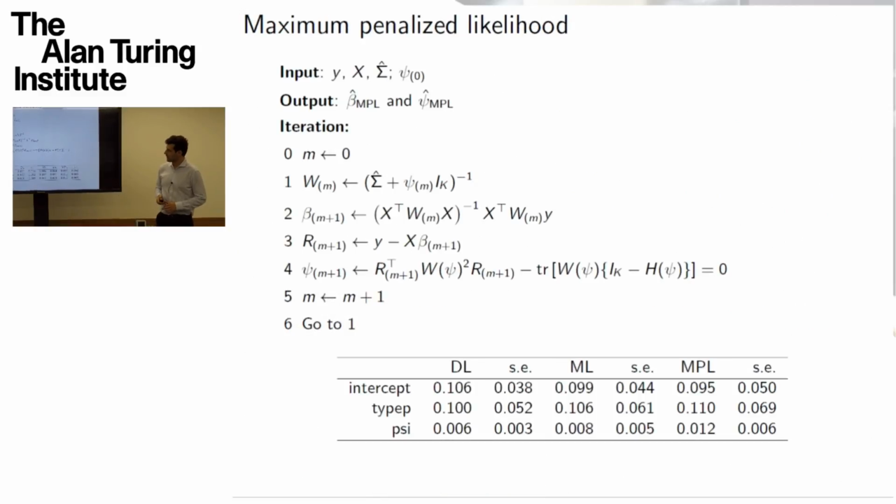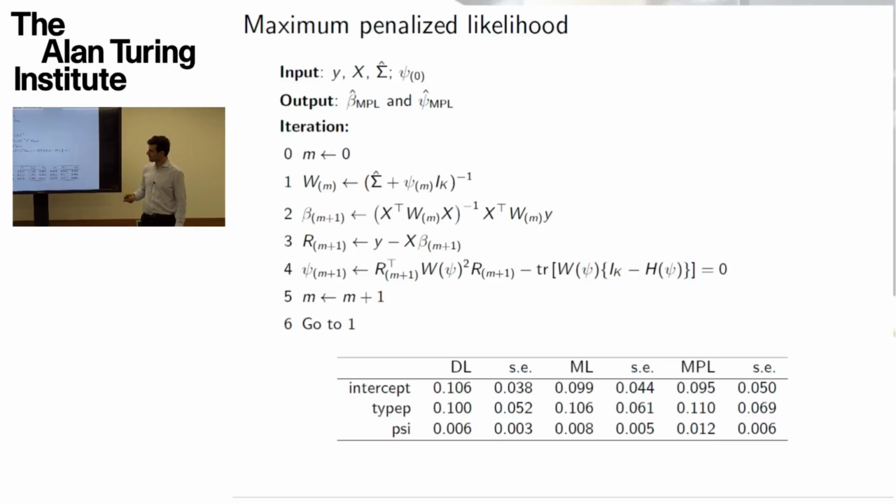If you want to maximize this penalized likelihood, you can develop something like a coordinate ascent. First, you update your weights, which are the inverse of the marginal variances. Then you update the values for the betas. And then, based on the updated values for the betas, you calculate the current residuals in step 3.